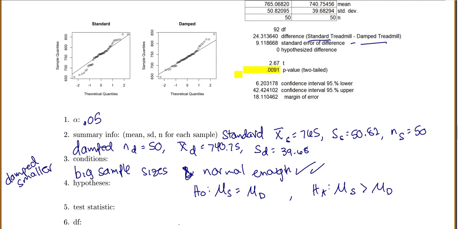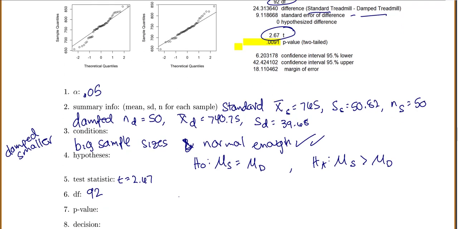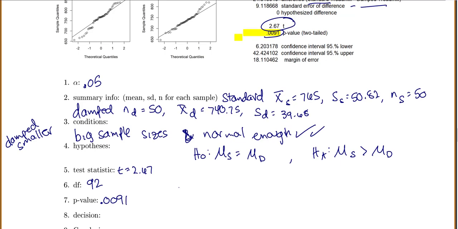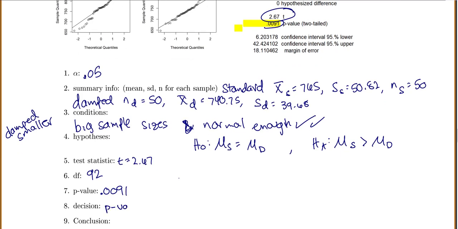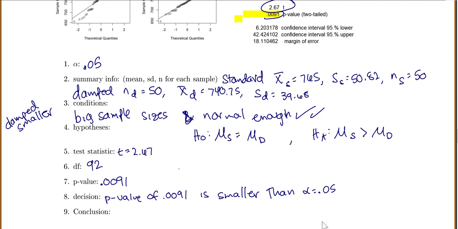Our test statistic, we just get to read off of our output. So test statistic, t equals 2.67. Degrees of freedom, it does tell me degrees of freedom, so 92. P-value, 0.0091. And decision. My p-value of 0.0091 is smaller than alpha equals 0.05. So I will reject the null.